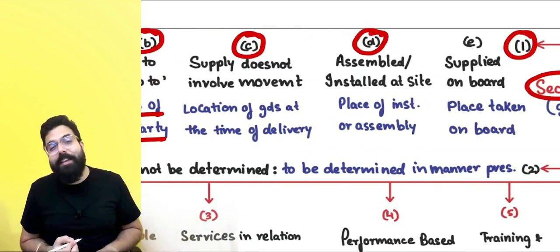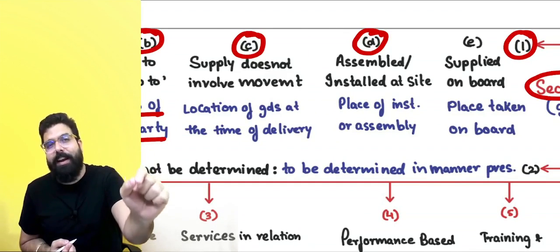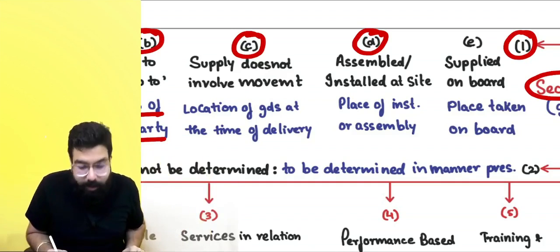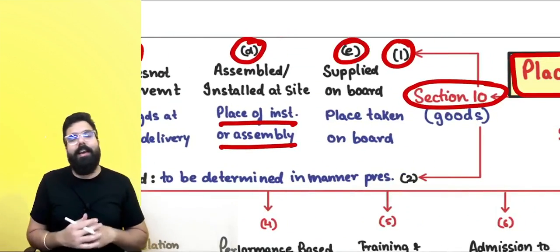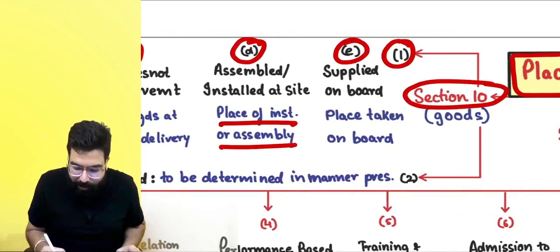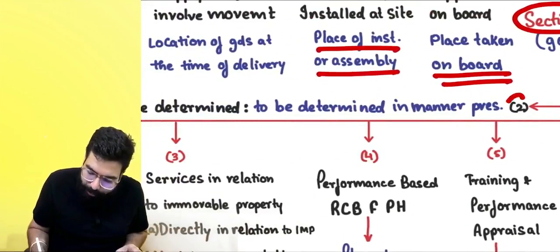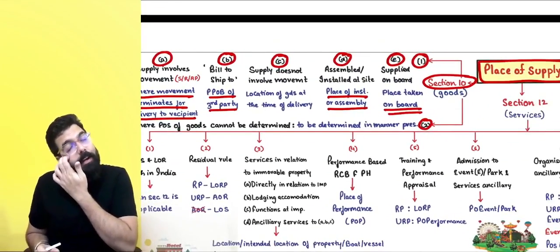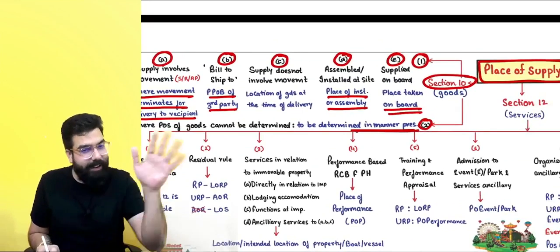Section 10(1)(d) says assembly or installation at site. In case of assembly or installation at site, wherever the goods are assembled or installed, that is the place of supply. Section 10(1)(e) says, in case of goods supplied on board, where they are taken on board shall be the place of supply. Section 10(2) says if the place of supply relating to goods cannot be determined, then it is to be determined in the manner prescribed. As of now, nothing has been prescribed.